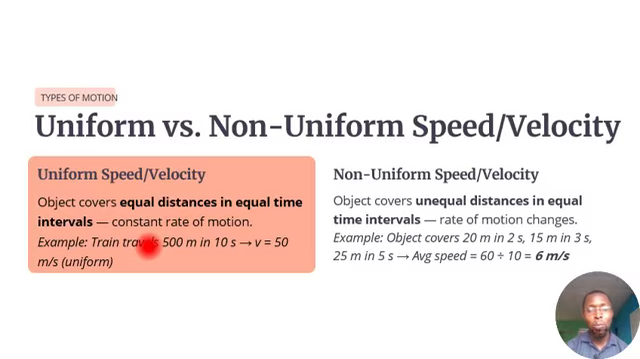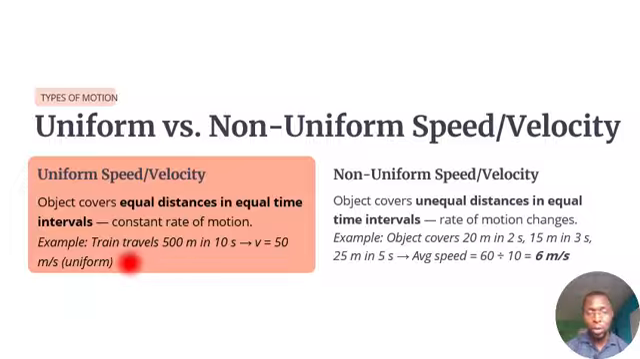Another word for uniform is constant. It means that the speed or the velocity is not changing. So we can say it is either uniform speed or constant speed. You can also say uniform velocity or constant velocity.